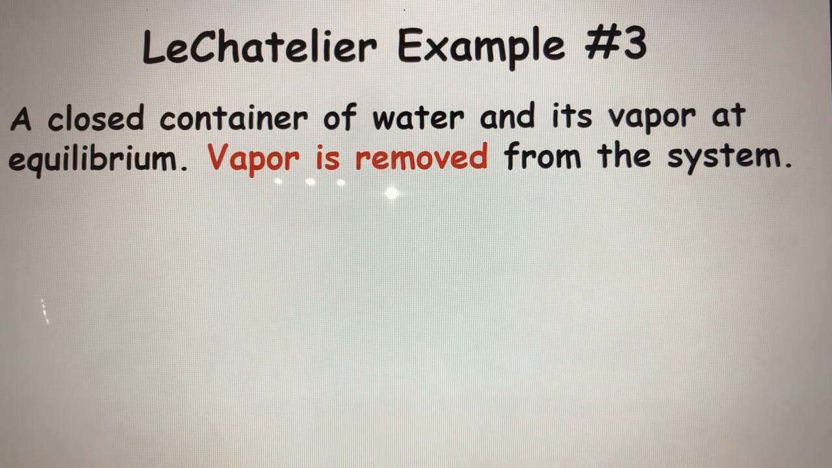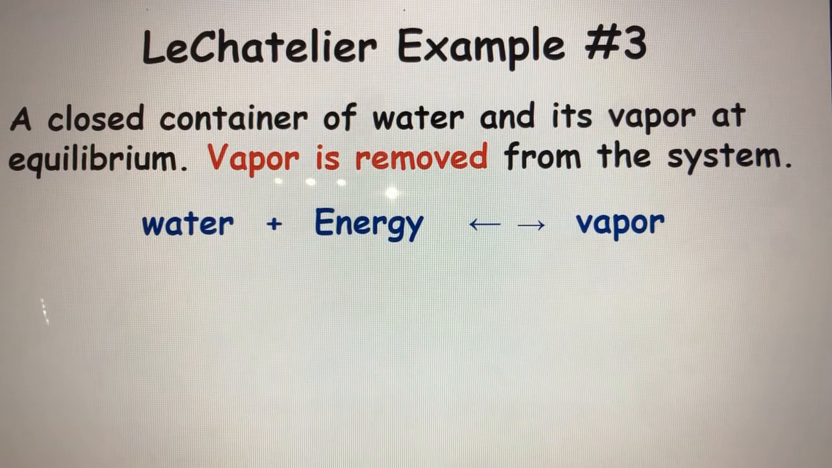Example 3. A closed container of water and its vapor are at equilibrium. Vapor is removed. You're taking it out of the system. Here's your equation. Make sure to write it down. Vapor is removed, so find the vapor in the equation. You're going to have an arrow up or an arrow down over it. It'll be arrow down. Go ahead and draw your water container underneath.